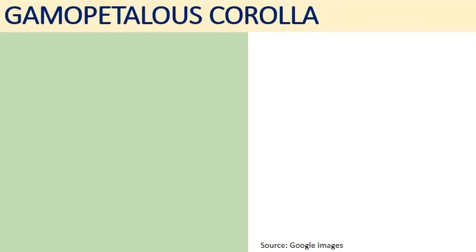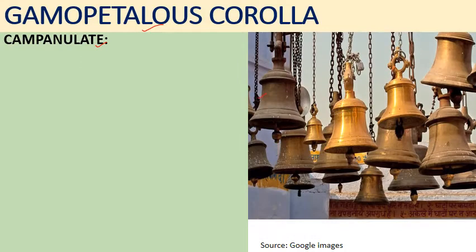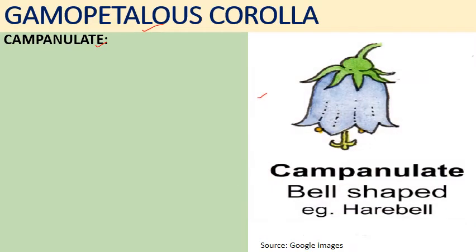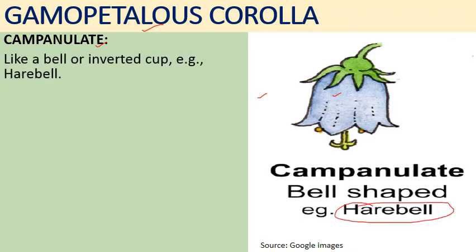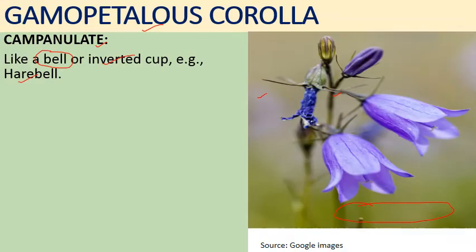Next comes Gamopetalous Corolla. Gamopetalous Corolla is formed by the fusion of petals. Flowers in which petals are fused are called Gamopetalous flowers. After the fusion of petals, it gives rise to various shapes that we will discuss one by one. First one is campanulate. It is a bell-shaped or inverted cup-shaped structure. This photograph shows this bell, and this is an animated diagram of this campanulate form of corolla. It is found in the plant harebell. For example, this photograph shows the campanulate corolla in the harebell plant.